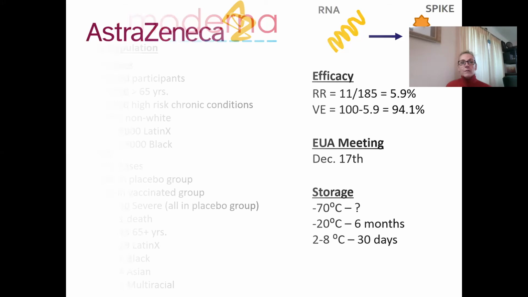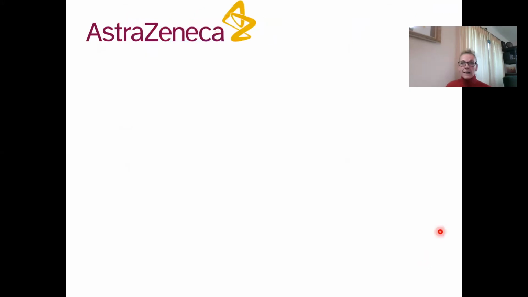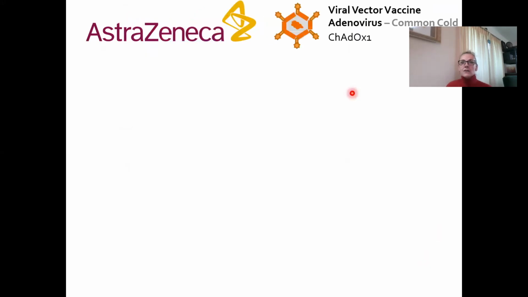The other one we've heard about is AstraZeneca. AstraZeneca is actually a viral vector vaccine using the adenovirus that causes the common cold, but actually a chimpanzee adenovirus. The way these vaccines work is you're infected with these viruses, but they're attenuated, so they don't last very long and they die out, so they don't maintain an infection. And it encodes the spike protein of the coronavirus.